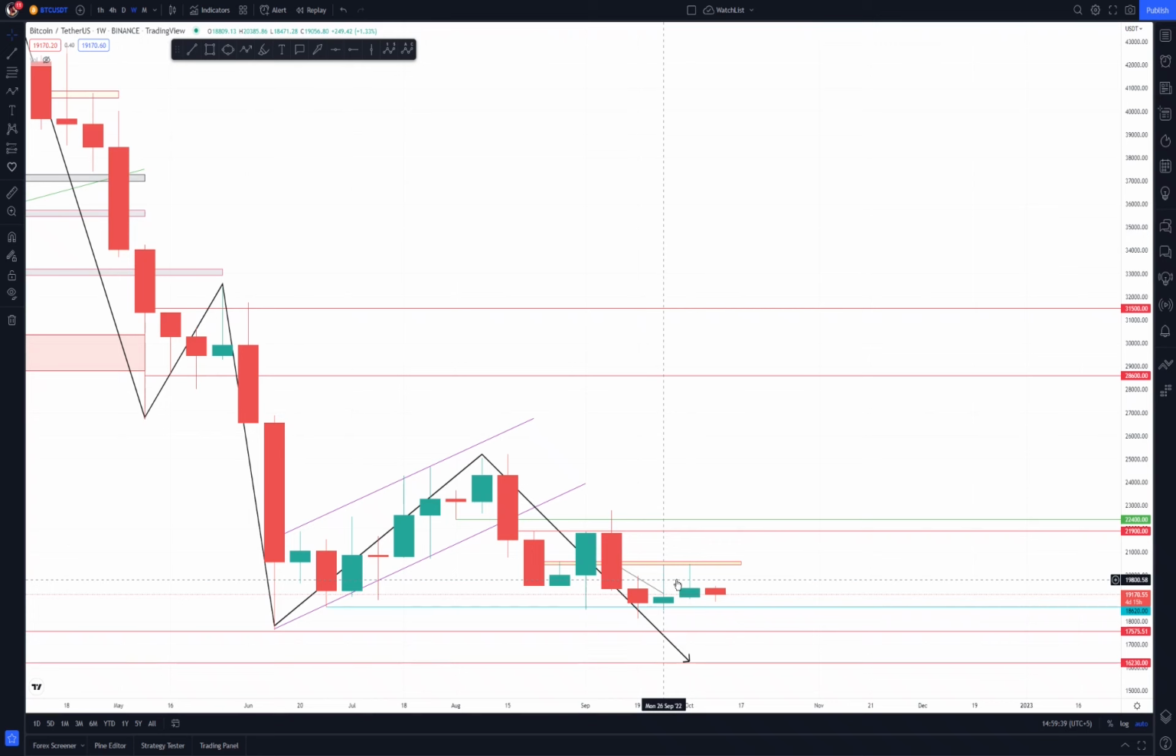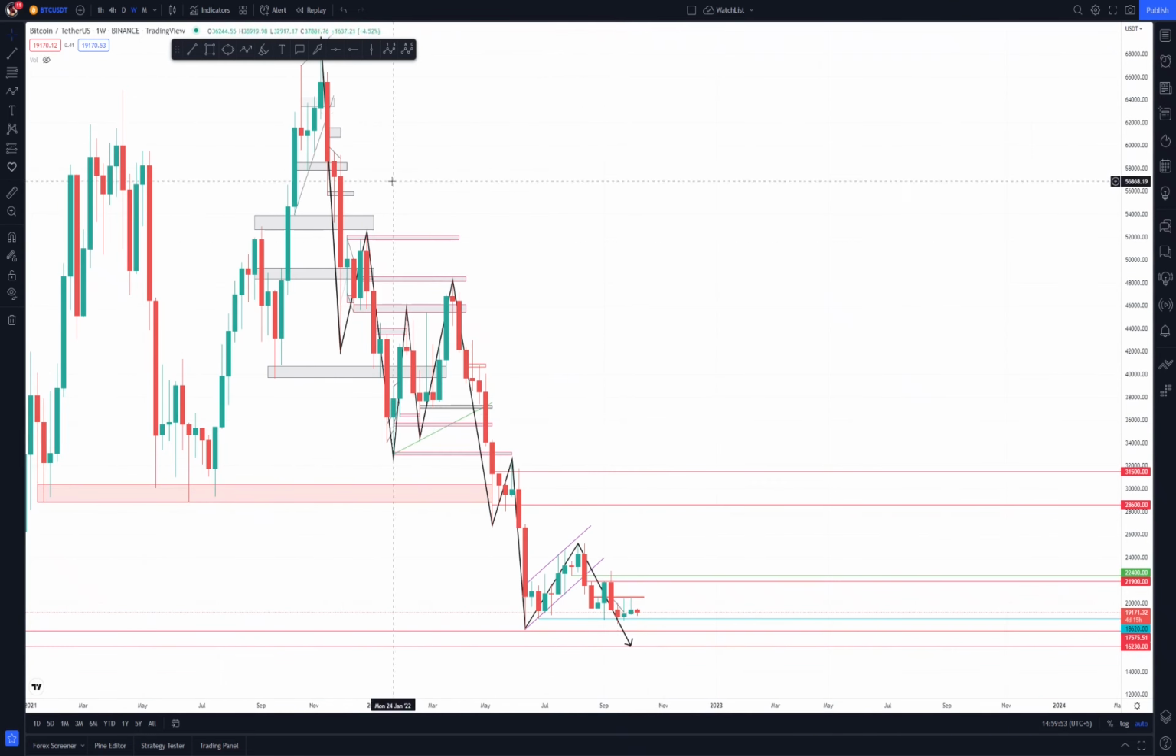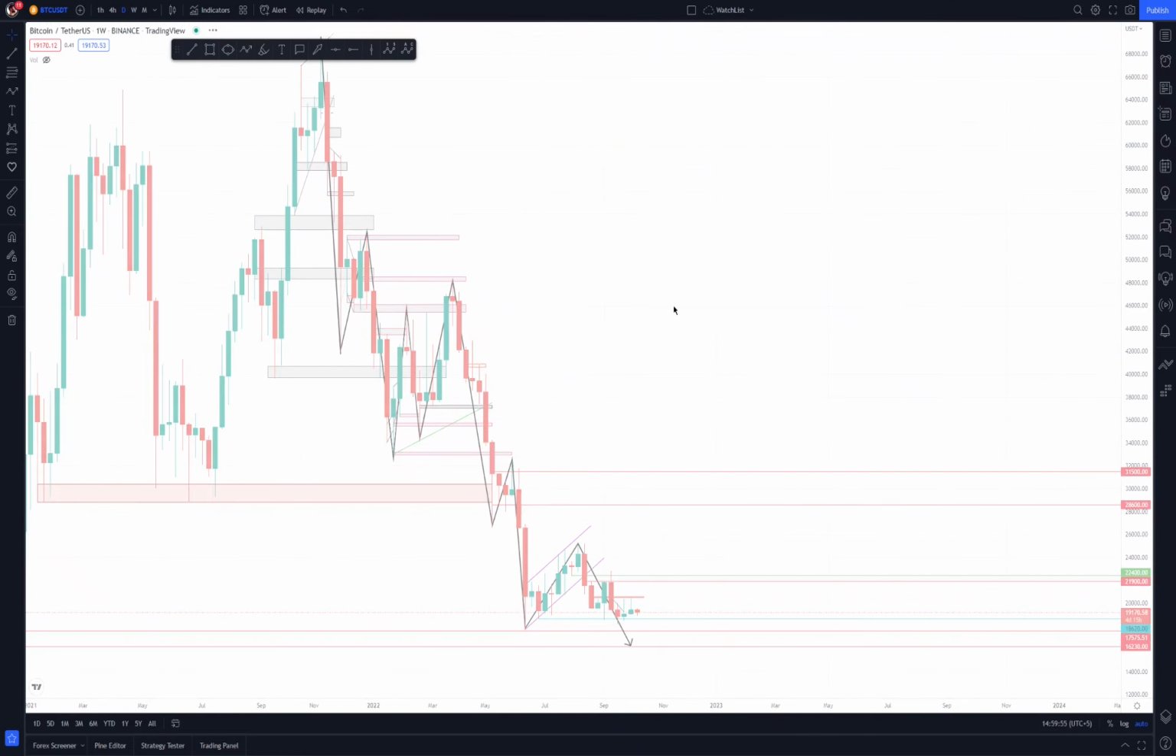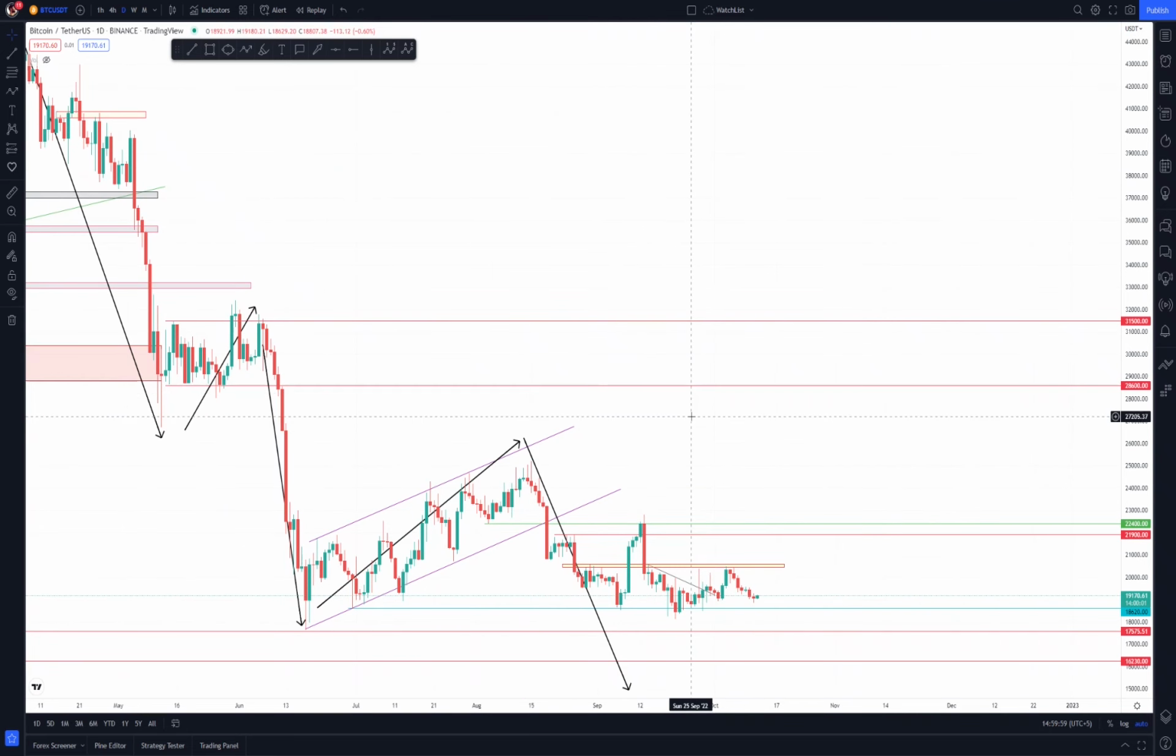But how are we going to continue towards the downside? What structure can possibly appear? What market structure, price action can possibly appear, and how can we take profit from that? So to analyze that, let's go to a lower time frame, the daily time frame, and let's analyze it over there.